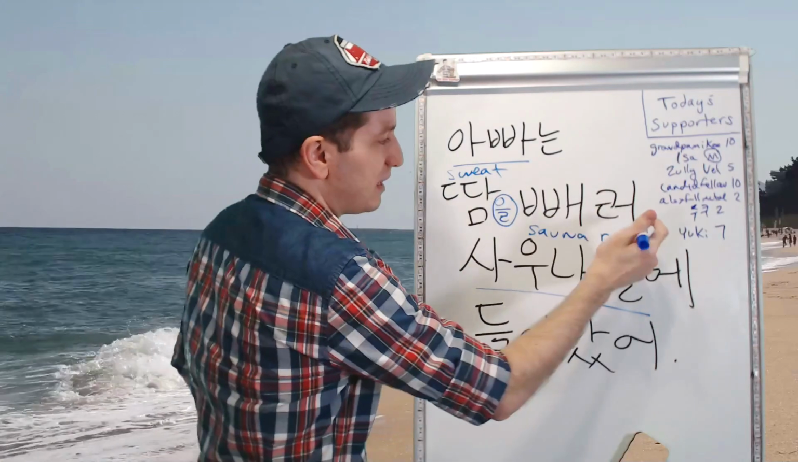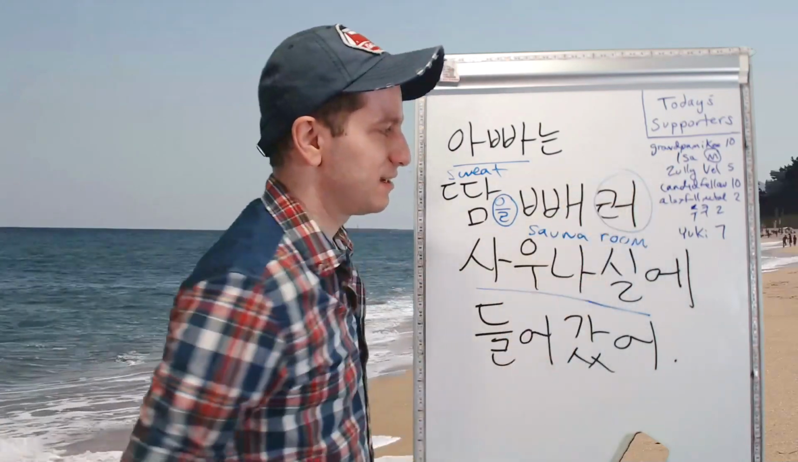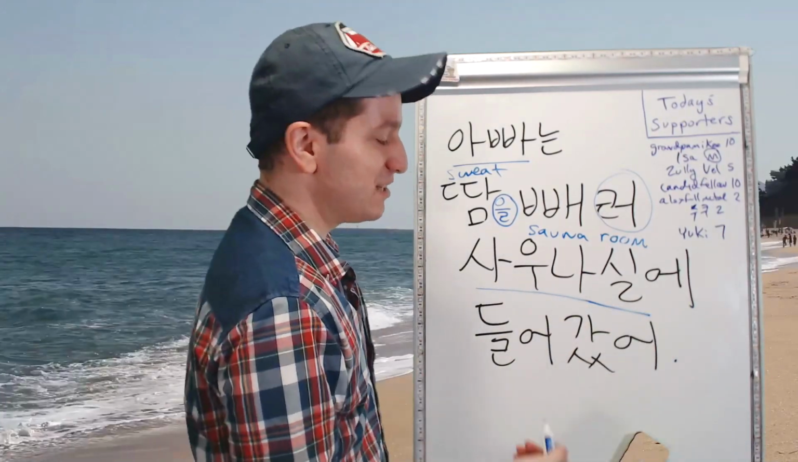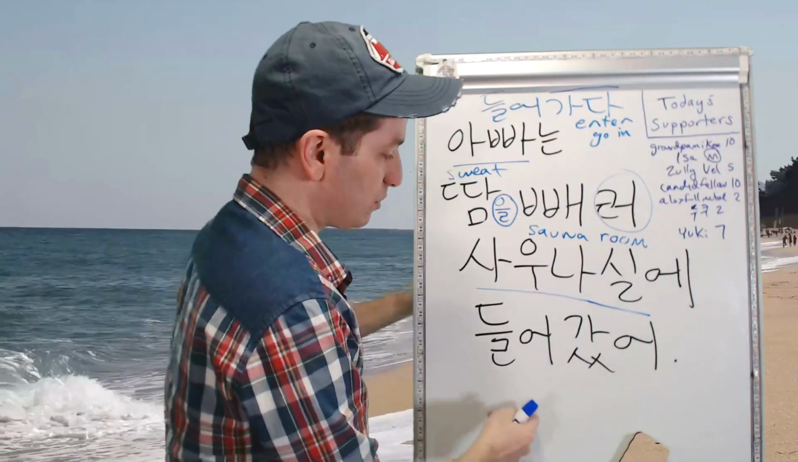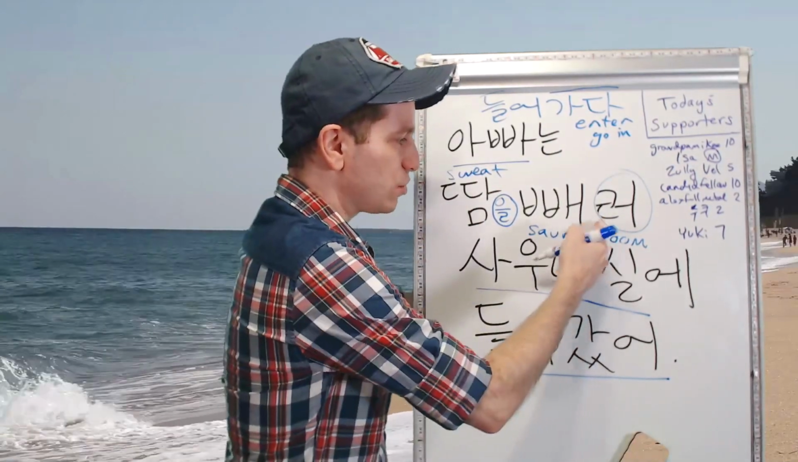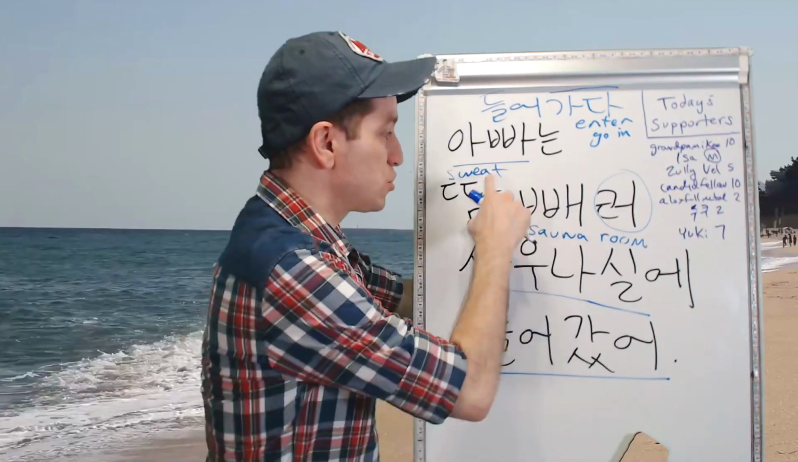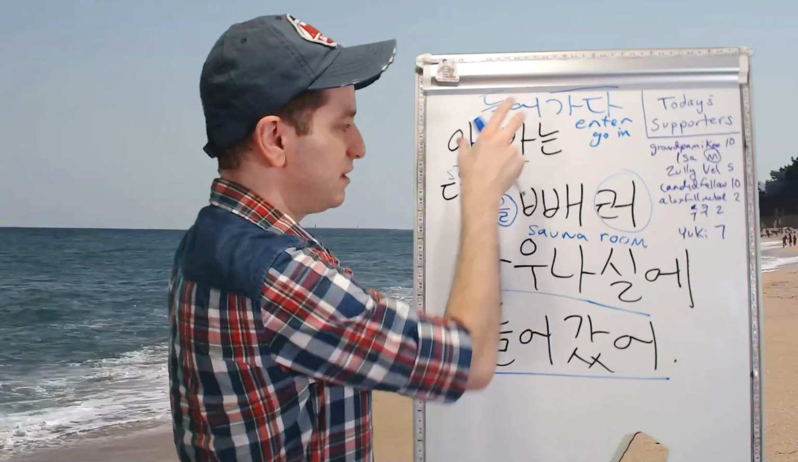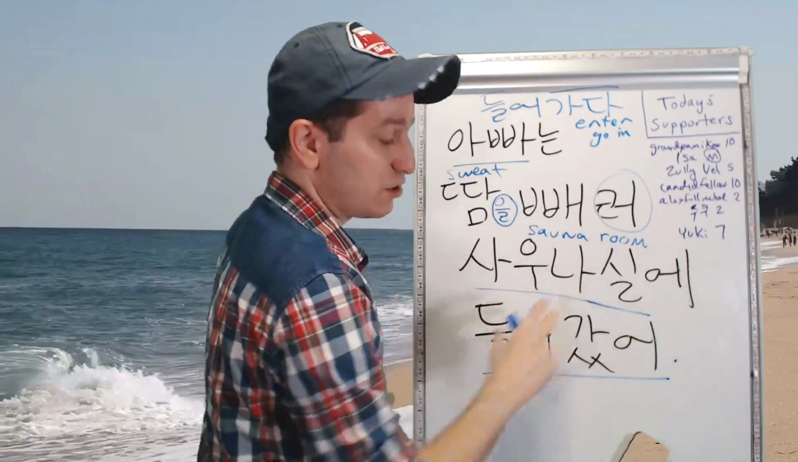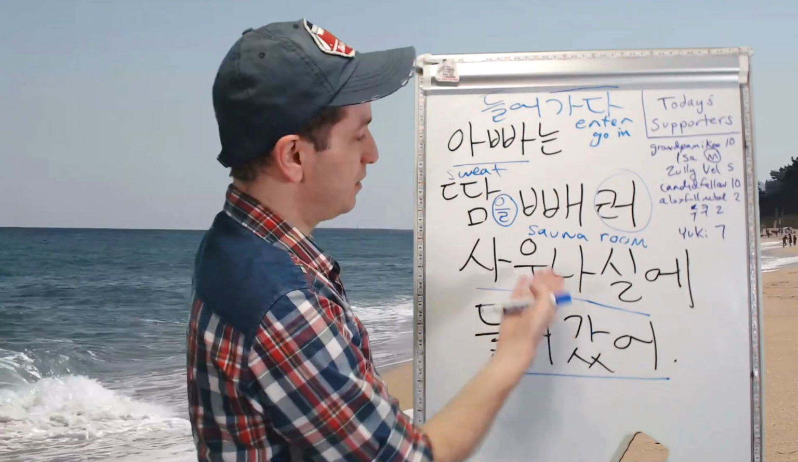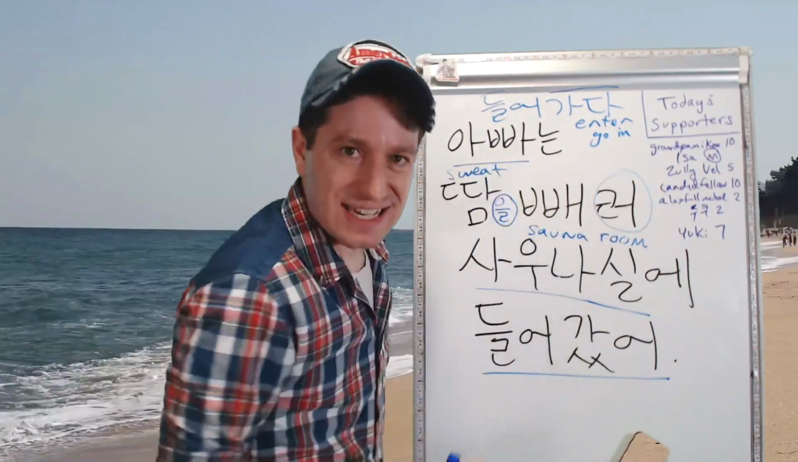땀 빼러, in order to sweat. 사우나실에, to the sauna room. 들어가다 means to enter, to go in. So literally, he went in the sauna room in order to, or for the purpose of, sweating. Dad went into the sauna room to sweat. 아빠는 땀 빼러 사우나실에 들어갔어. Dad went into the sauna room in order to sweat.